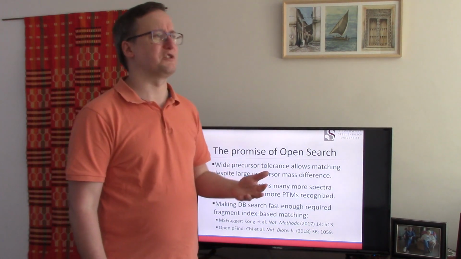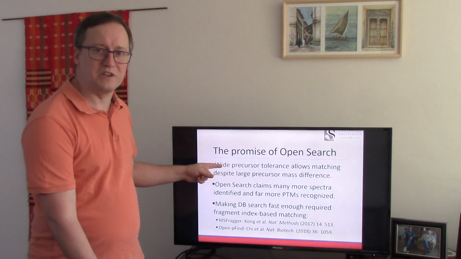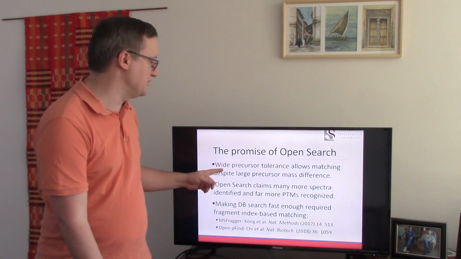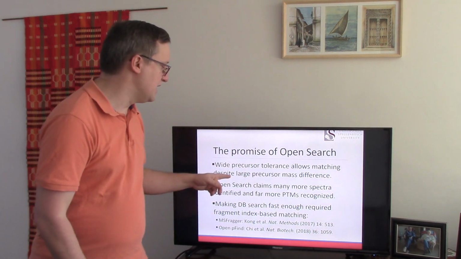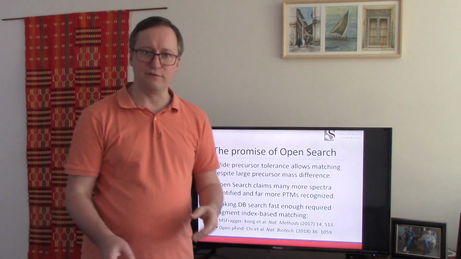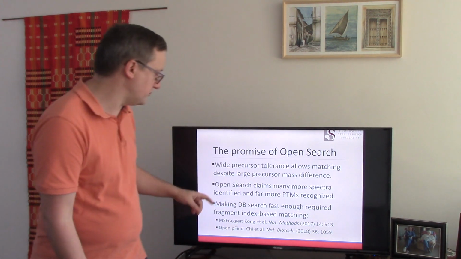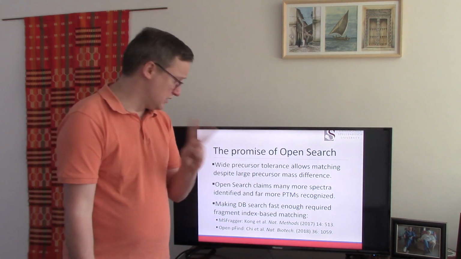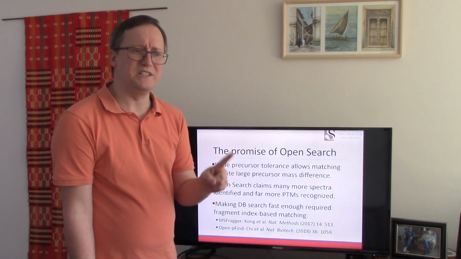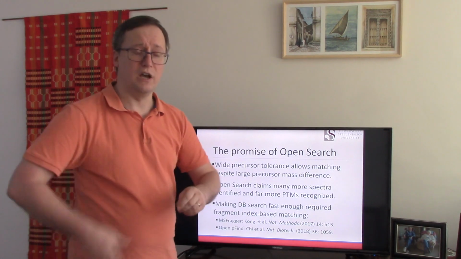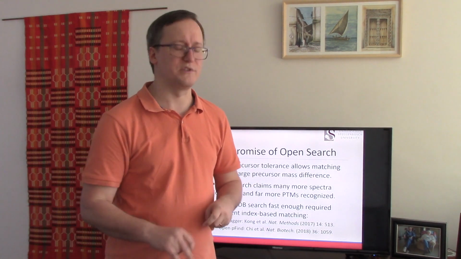So what does OpenSearch promise us? We start with the fact that we're going to be using wide precursor tolerance that allows us to match a huge number of sequences that have very large precursor mass differences with what this particular tandem mass spectrum represents. OpenSearch claims two different things here. Number one, they claim that they're going to be able to identify a much larger fraction of your collection of tandem mass spectra than what narrow search does, or closed if you want to use their term.